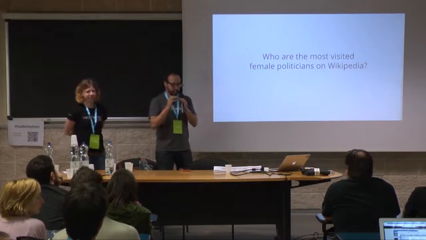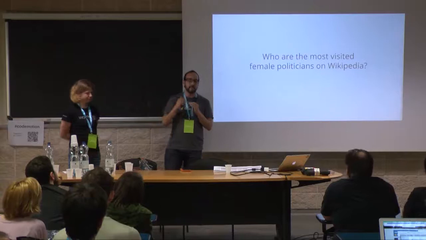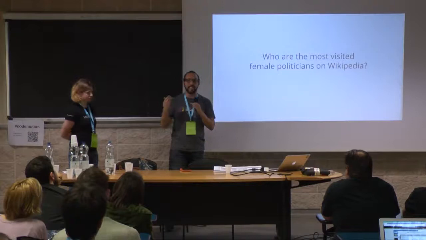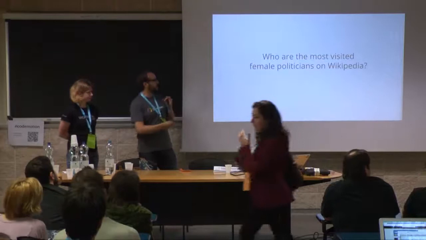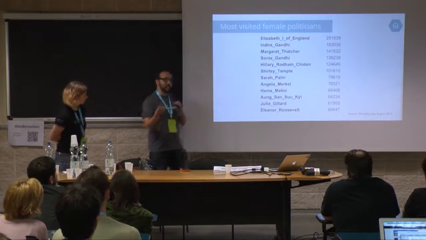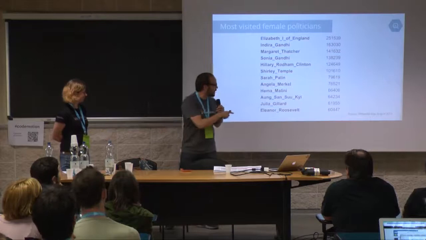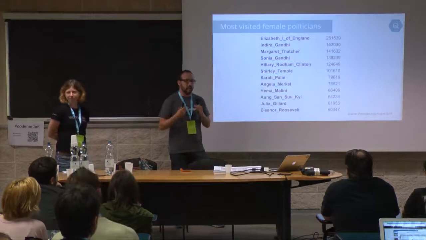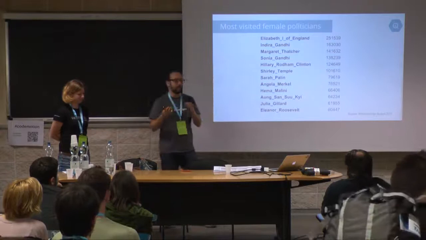But there is even a more fundamental question. That is, how would you even know? Where would you get the data? How would you process this? And today we're going to need to talk about that. Now, the answer to this question is the most visited female politician is Elizabeth I. Of course, Gandhi is there, Margaret Thatcher, Clinton, etc. Shirley Temple, she's a politician now. Yes. And this data, I got it from the Wikipedia logs in August 2013. But it's not enough having the Wikipedia logs. You can have the page views, but you still need to ask somehow, who are these women?